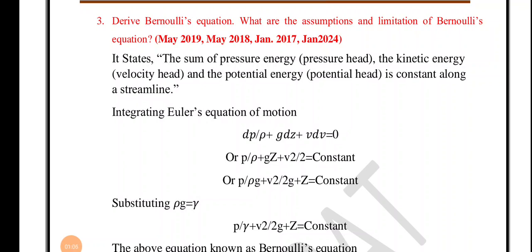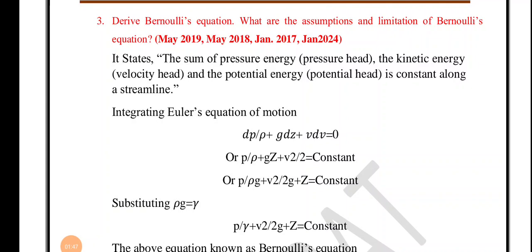So we know that Euler's equation is given by dp by rho plus g dz plus v dv equal to 0. For Bernoulli's equation we have to integrate this Euler equation. After integrating, we get p by rho plus gz plus v square by 2 equal to constant. So we can write it as p by rho g plus v square by 2g plus z equal to constant.